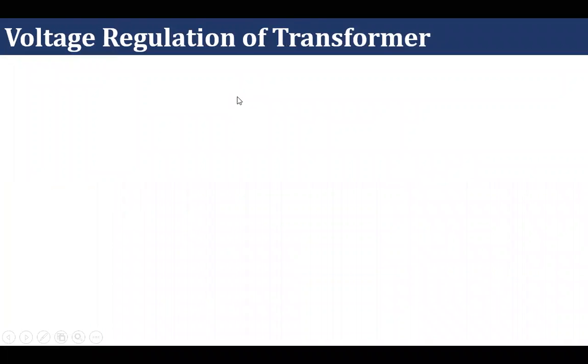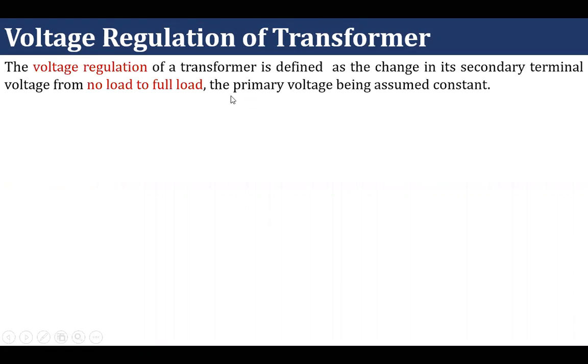Now we'll discuss voltage regulation of transformer. The voltage regulation of a transformer is defined as the change in its secondary terminal voltage from no load situation to full load situation, assuming that primary voltage is constant.